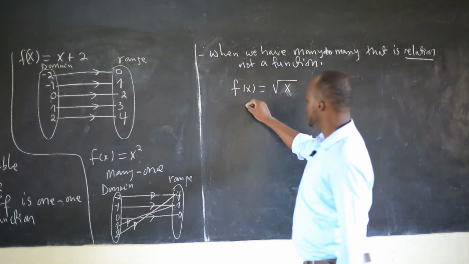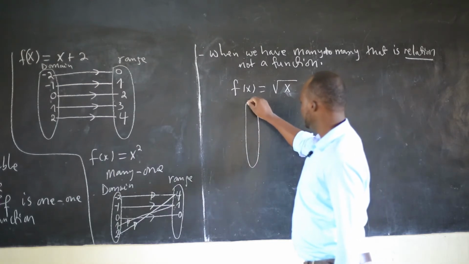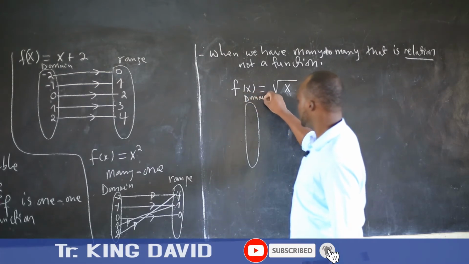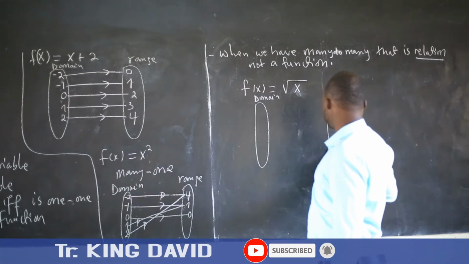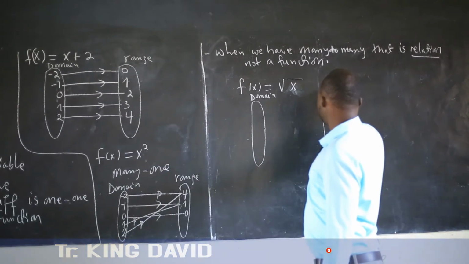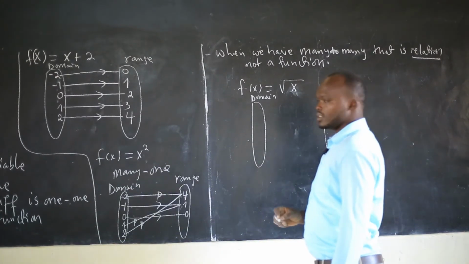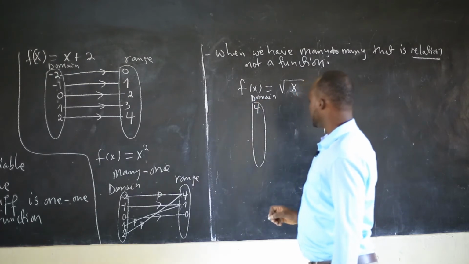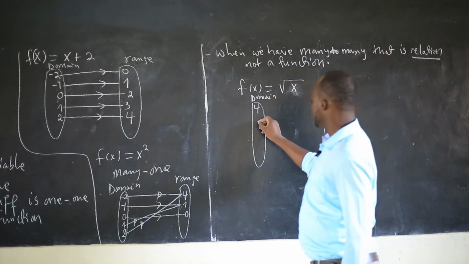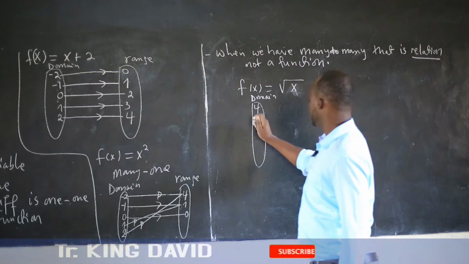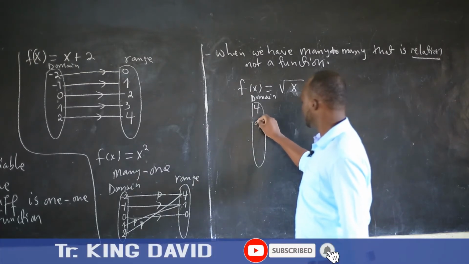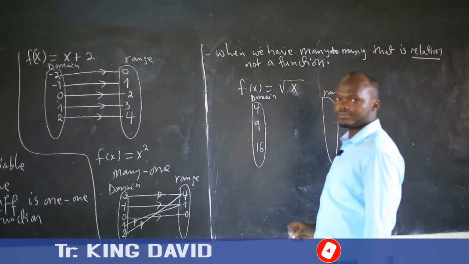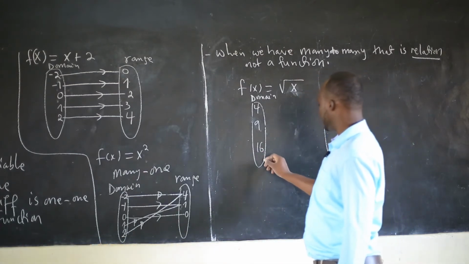Let me use this as the domain, and this as the range. Let us use 4, 9, 16. Those are enough, or even 25.